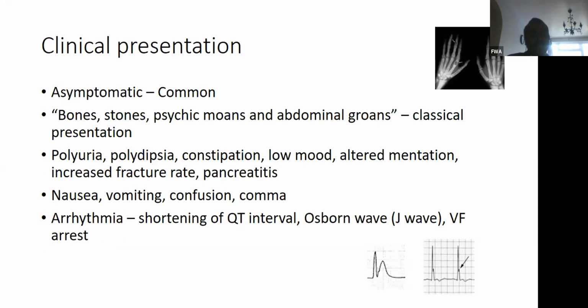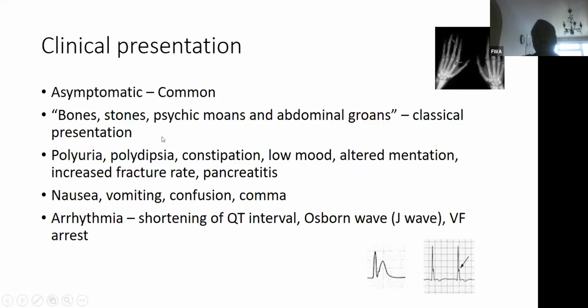But in the acute setting, these patients can present with classical symptoms: bones, stones, psychic moans, and abdominal groans. Bones is basically bone pain. If you see the picture on the top right-hand side, you can see this osteolytic lesion. This is called osteitis fibrosa. And these patients do present with bone pain.